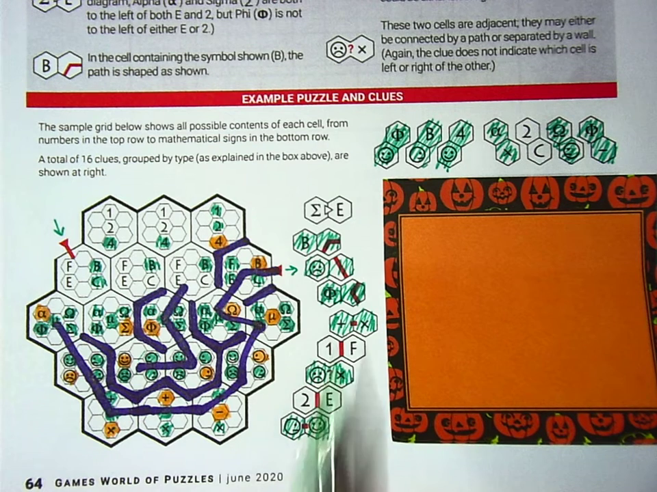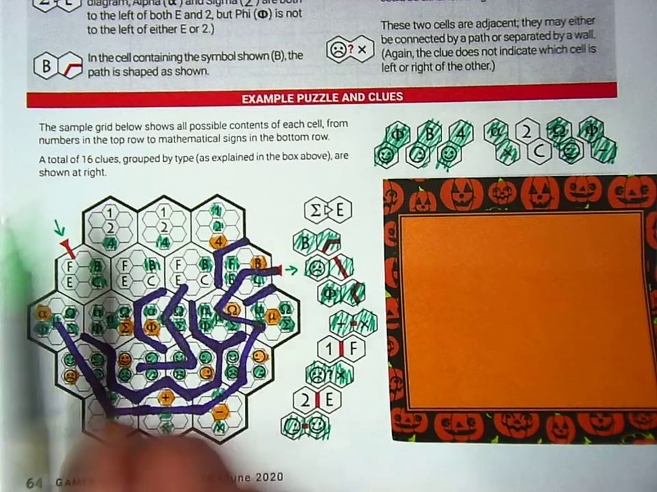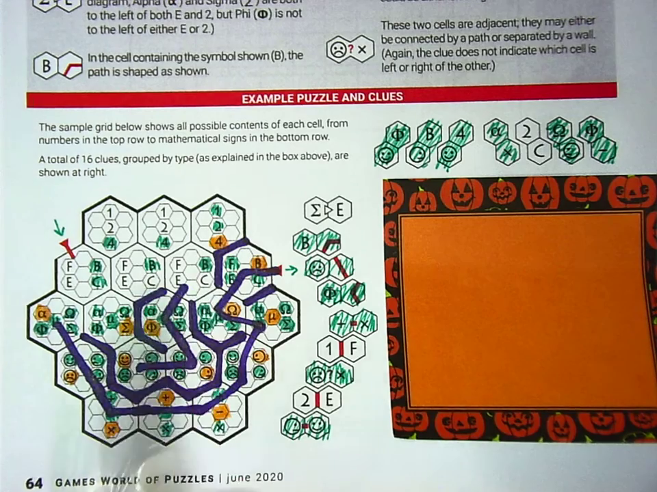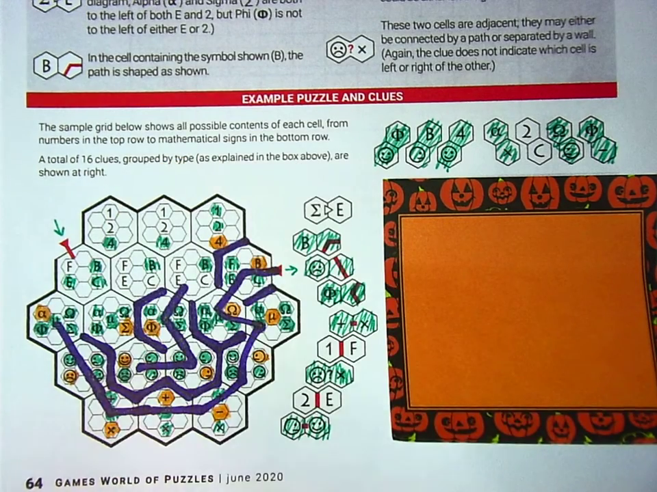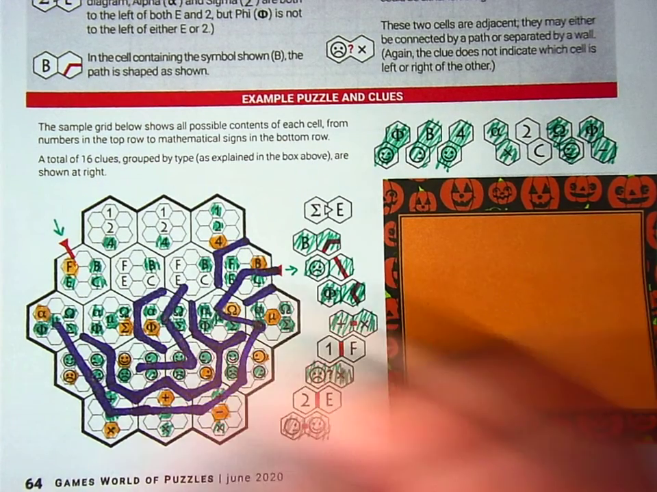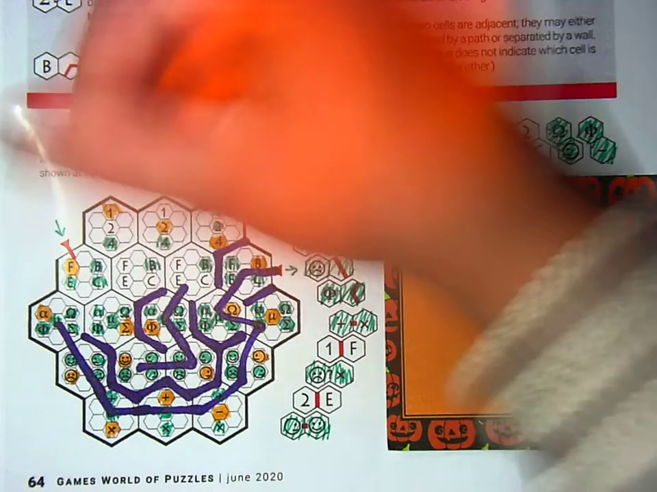Alright, I know that sigma has to be on the left side of E. Well, here's sigma right here, and E could be here or here then, but it can't be on the left. So that means that F is on that far left. And I know that F and 1 are right next to each other, so this has to be number 1 and this has to be number 2.